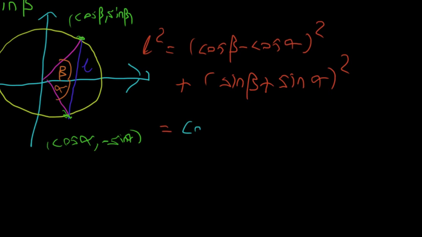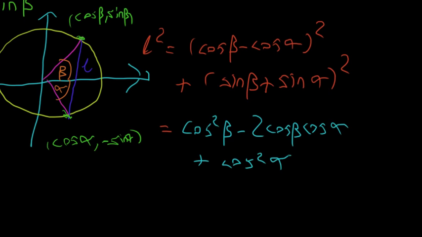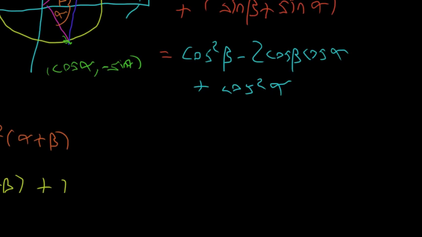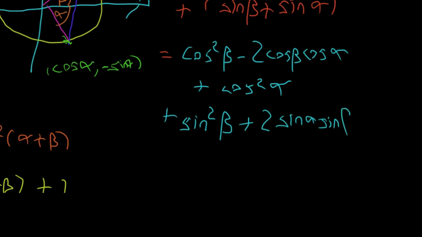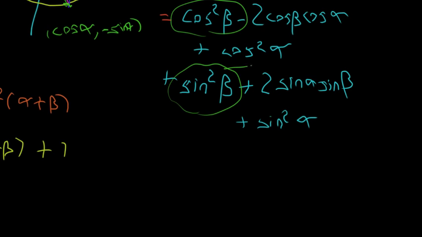This is going to be cos squared beta minus 2 cos beta cos alpha plus cos squared alpha plus sine squared beta. And doing the same thing with that, this time this will be a plus 2 sine alpha sine beta plus sine squared alpha. Now, some of these terms group together quite nicely. The sine squared beta and the cos squared beta, add those, you'll get 1. If you add the cos squared alpha and the sine squared alpha, you'll also get 1. So 2 1s are 2. So this becomes 2, okay?